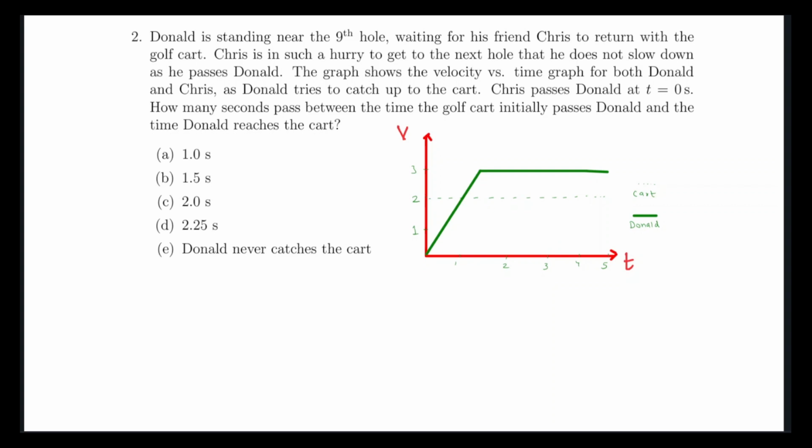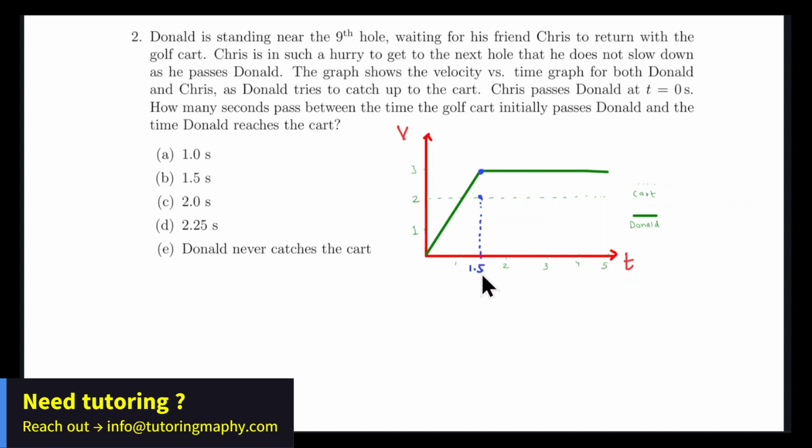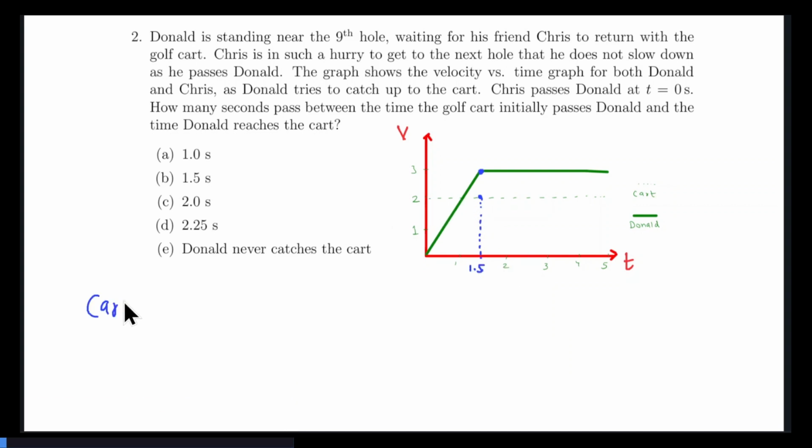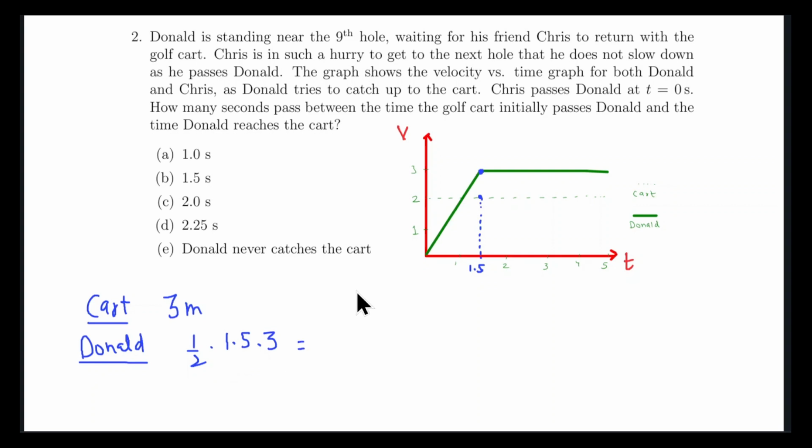So let's say, for example, let's calculate till this point what is the area covered by both, and this looks like 1.5 to me. So the area covered by the cart will be base times height, because this is a rectangle, so 2 times 1.5, which is just 3. So that's 3, and I think meters, or I don't really know what the unit is, but anyway, it doesn't really matter. For Donald, the area will be half times base, which is 1.5, times height, which is 3, and this is 2.25. So definitely not till this point.